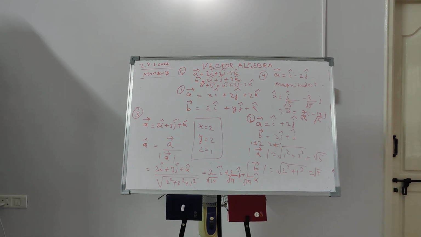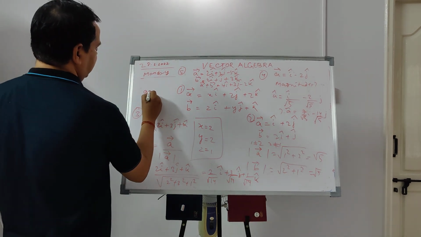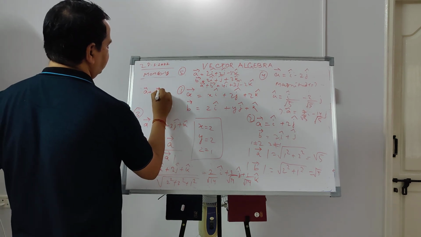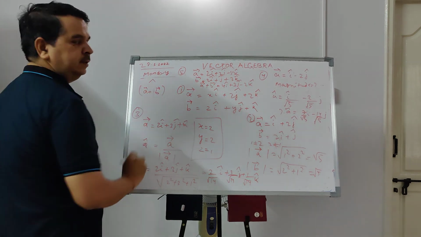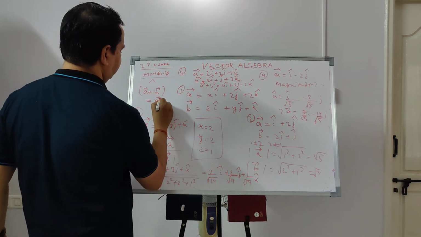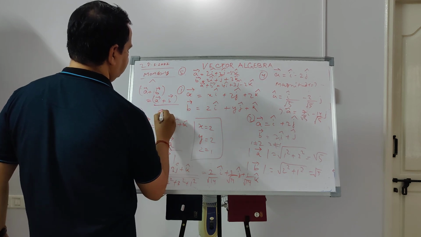So now the question is find the unit vector. Unit vector means you just put a cap on it. So it is A plus B divided by the magnitude of A plus B.